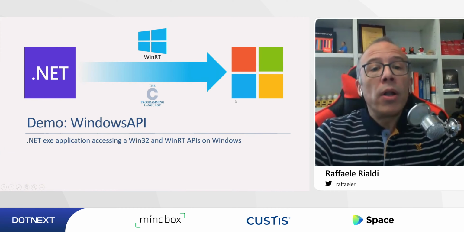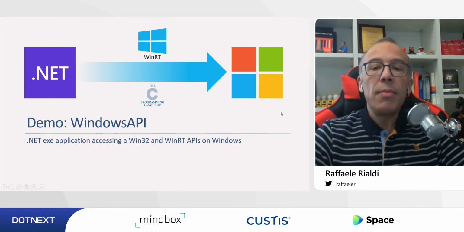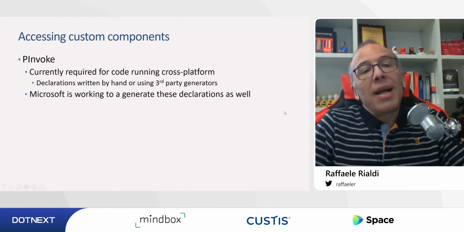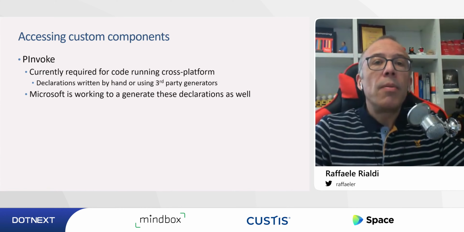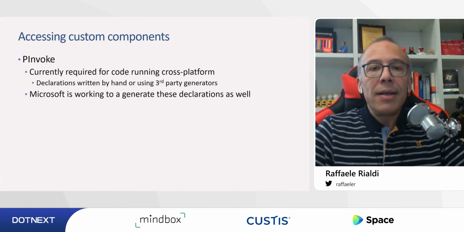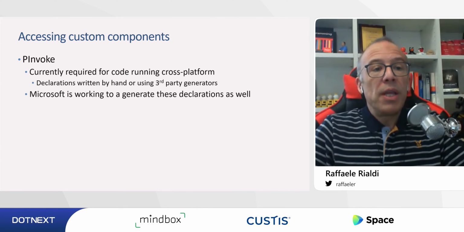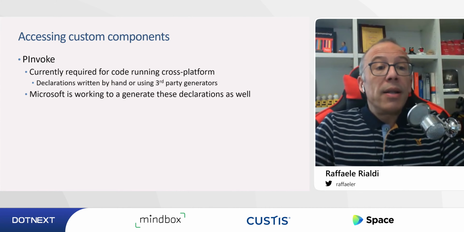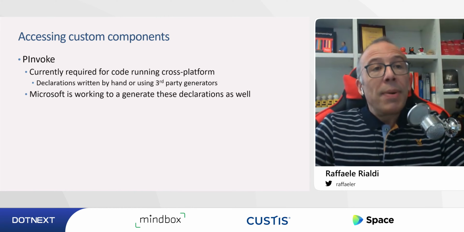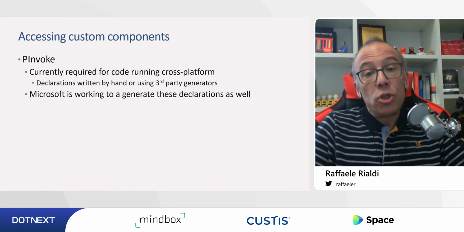We can now go on because, okay, we have seen .NET to Windows using two different APIs. Now, what about accessing custom components? This is why I find this whole topic very interesting. You can, of course, use PInvoke. You can create your own declaration, but Microsoft is currently working to create a generator that works on your custom components as well, not just for Win32.